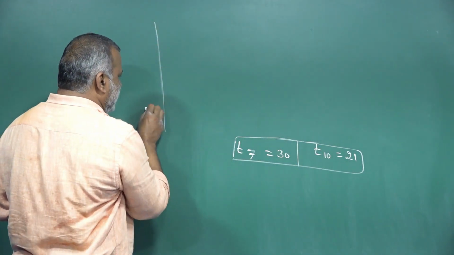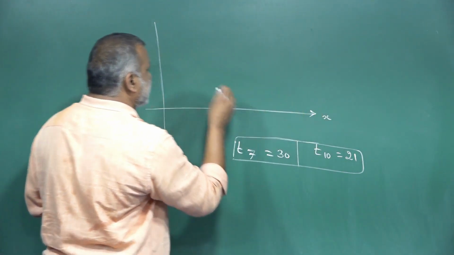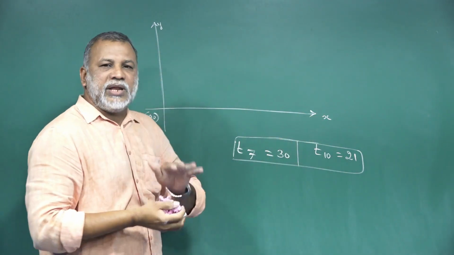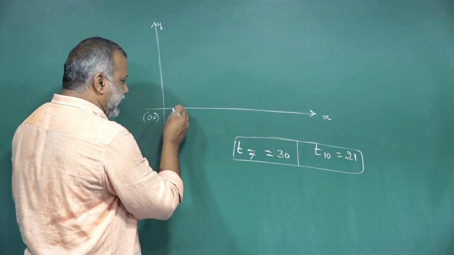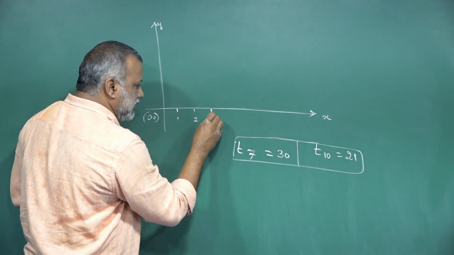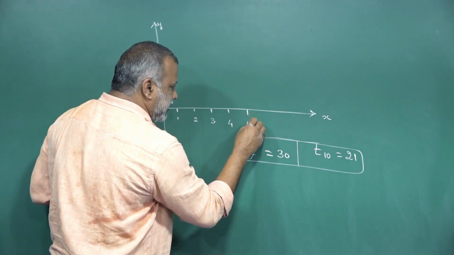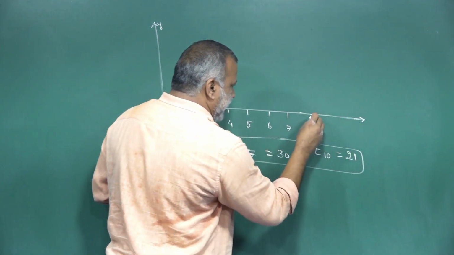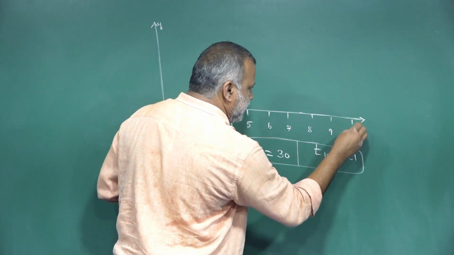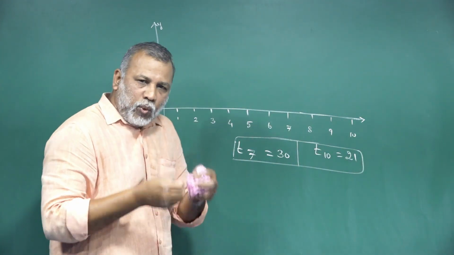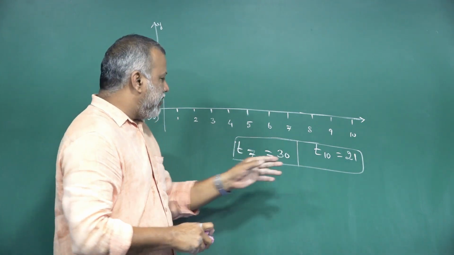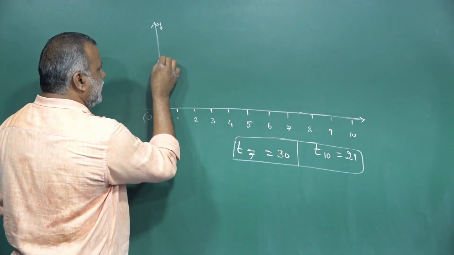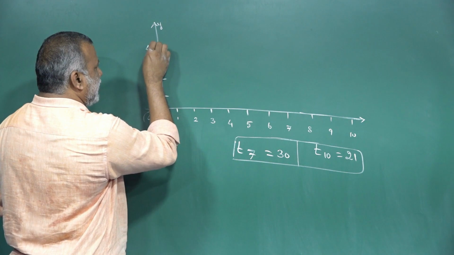Now I am going to draw the coordinate system, the x-axis, y-axis and origin. In the x-axis, I am taking the number of terms. So I can take first term, second term like this, third term, fourth term, fifth term, sixth term, seventh term. So in the x-axis, I am taking the number of terms here. In the y-axis, I can take the value. For example, I am taking 10, here 20, here 30, here 40.